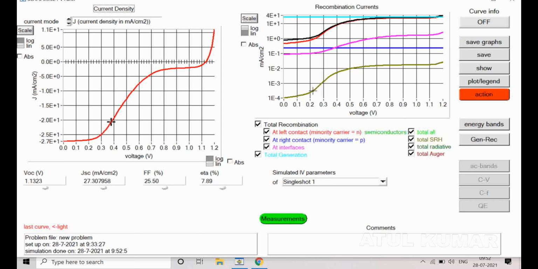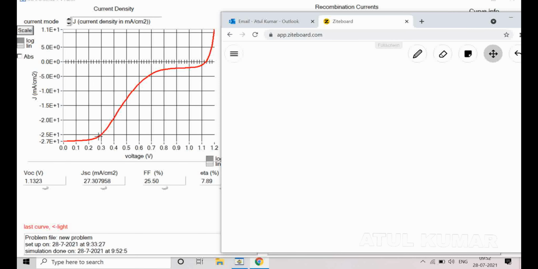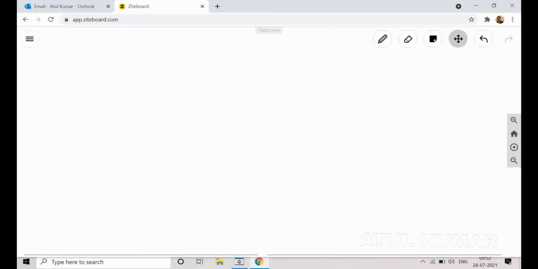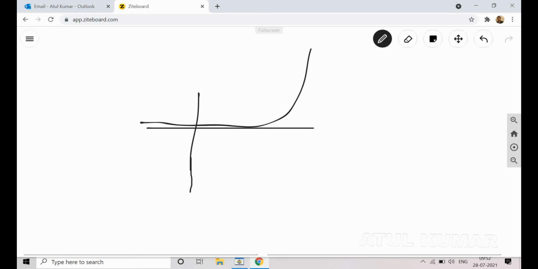So this is coming due to the higher interface defect and conduction band offset. If the conduction band offset mismatch is greater than 0.3 electron volt, then this kind of behavior appears. So your fill factor is degrading, and the power output from the device will be reduced. Cutting at some point, this is called crossover.